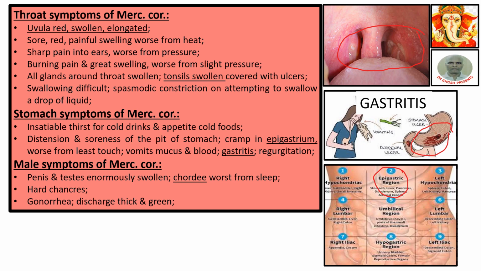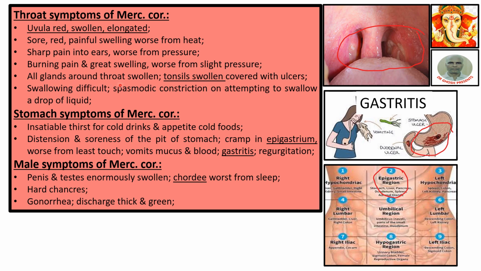Throat symptoms of Mercur: uvula red, swollen, elongated. Look at this picture. Uvula, throat, uvula red, swollen, elongated. Sore, red, painful, swelling, worse from heat. It cannot tolerate heat. Sharp pain into ears, worse from pressure. Burning, pain and great swelling, worse from slight pressure.